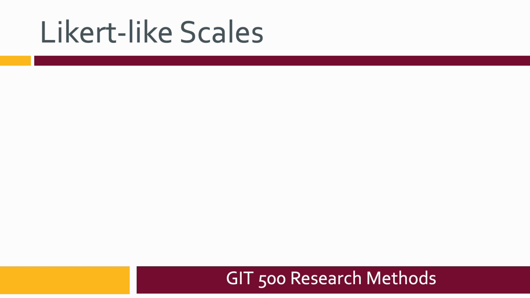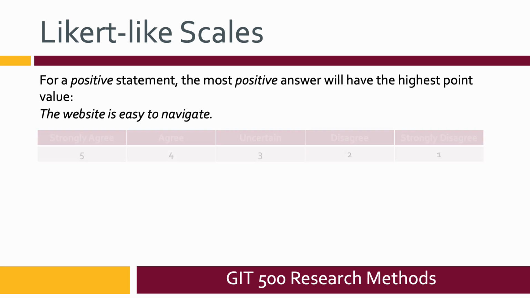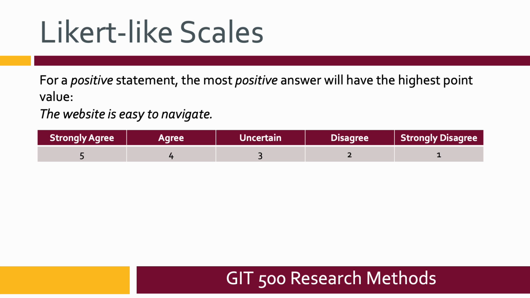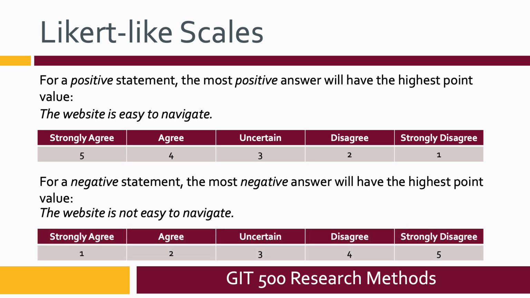When you're using a rating, you want a positive statement. That positive answer will have the highest point. And what I mean by that, if you say the website is easy to navigate and strongly agree because it is a positive comment or statement, strongly agree will have the highest number. If it is a negative statement, the negative answer will have the highest point value. So if you say the website is not easy to navigate, you see strongly agree has the highest point value.